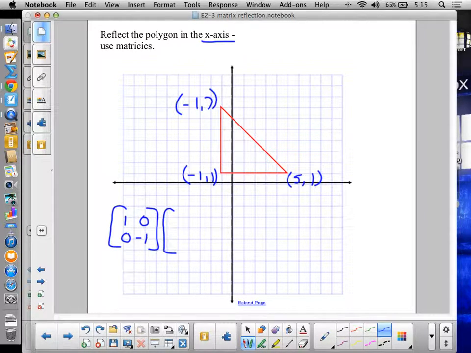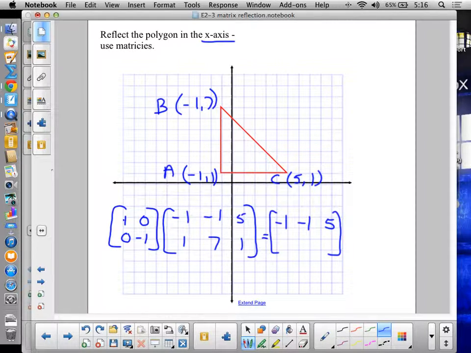My coordinate matrix, and this could be whatever we call it. Let's call this A, B, C in that order, just going around clockwise. So negative 1, 1, negative 1, 7, 5, 1, and we do our multiplication. And I think you've already noticed probably the pattern here. 1 times negative 1 is negative 1, 0 cancels that out essentially, so I get negative 1. 1 times negative 1 is negative 1 plus 0 is negative 1. Row 1 doesn't change, does it?